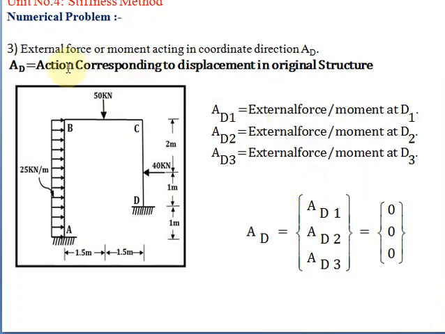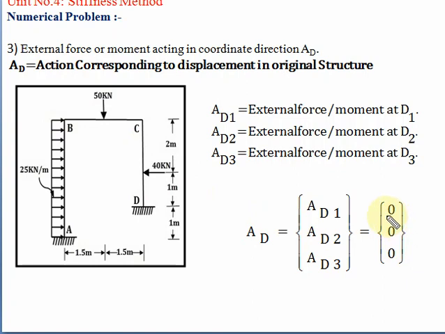Now the next step is to find out the AD matrix. AD is nothing but action corresponding to displacement in original structure. Now here, what is our first unknown? Rotation at B. So at joint B, is there any external force or movement acting? No, there is no external movement or external force acting at joint B.